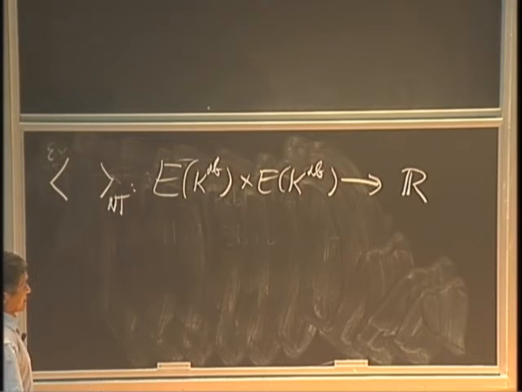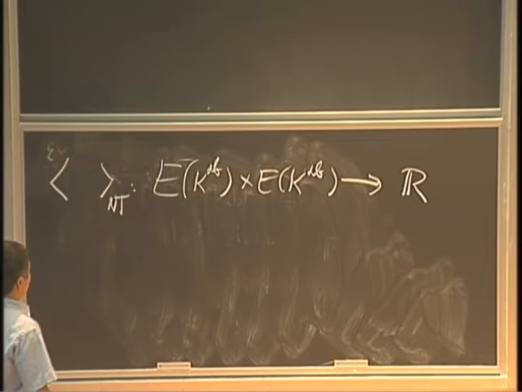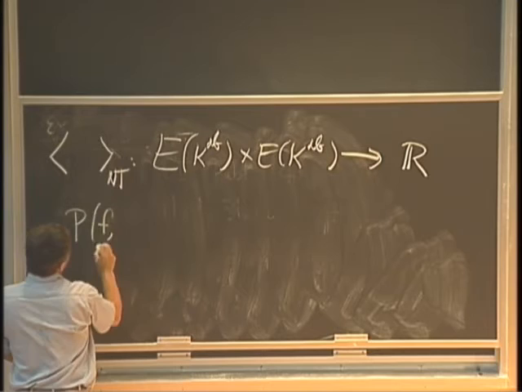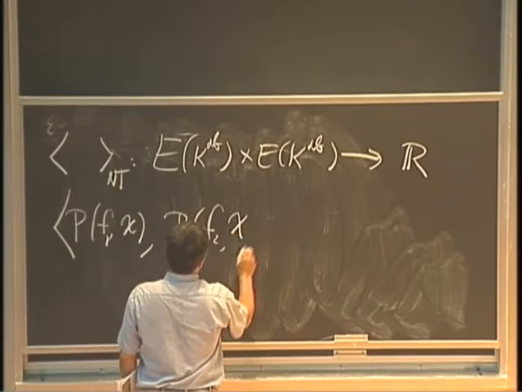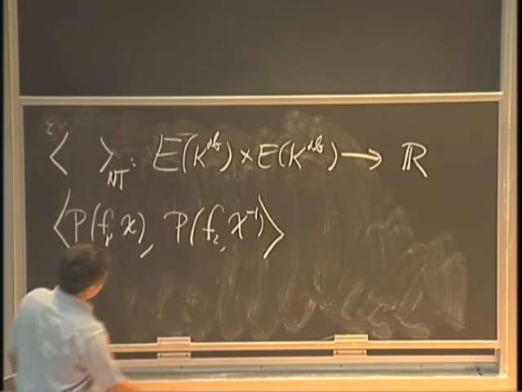So that's a good reason why we take two periods instead of one period. This means that if I have two periods, π F1 χ and π F2 χ inverse, I will tell you why I take χ inverse later on. I can take a Petersson pairing of these.